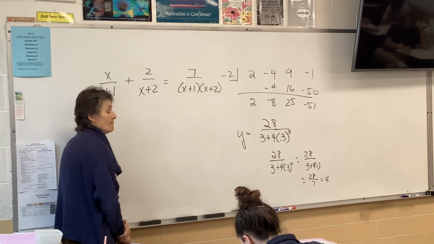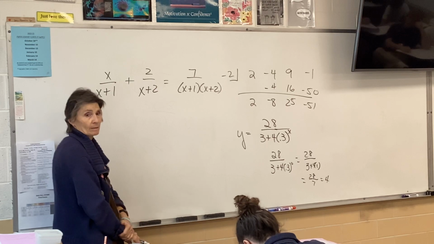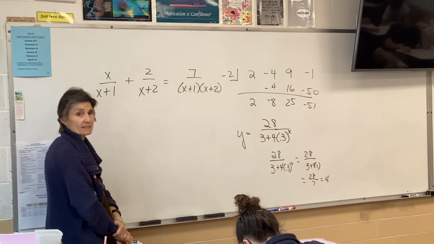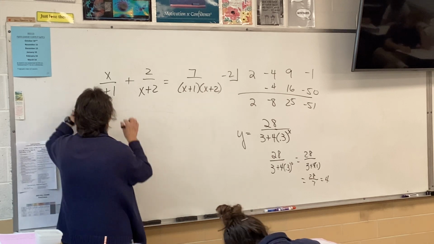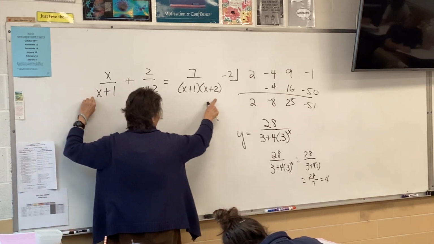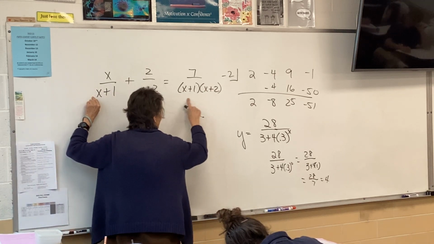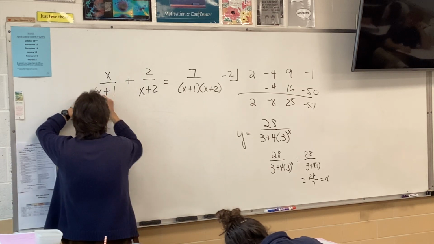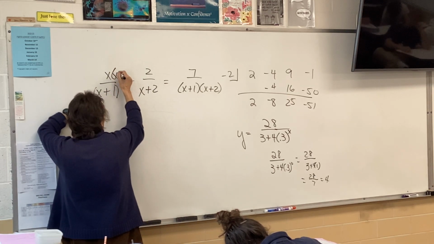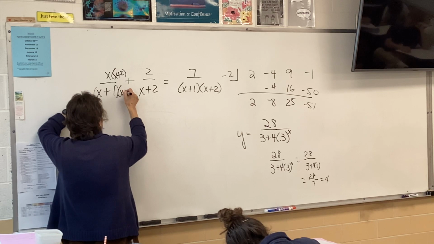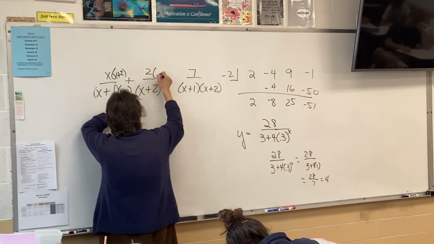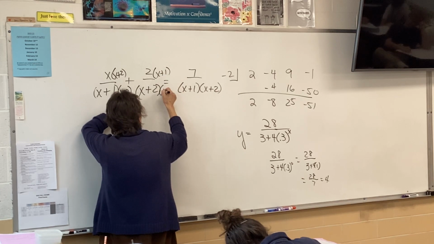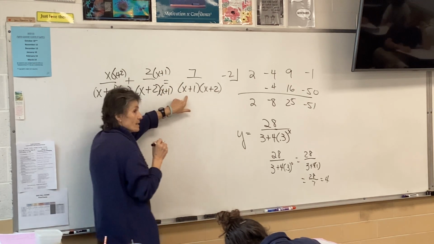All right, now what? Make it common. Make all of the denominators the same. So this is what the common denominator is. This one needs an x plus 2. This one needs an x plus 1. And this one doesn't need anything.